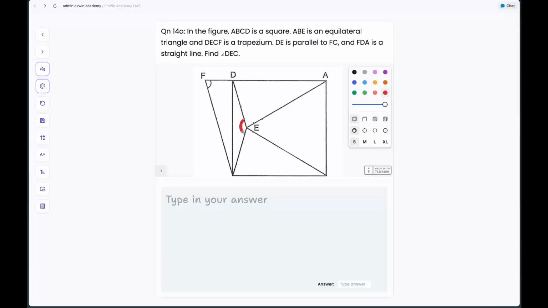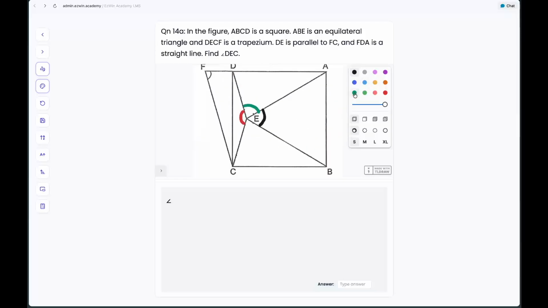So DEC over here is this red angle. So how do we find angle DEC? To find angle DEC, we need to first find this other angle, DEA, which is in green, minus this angle AEB. Then the last angle, which is in purple, CEB, or BEC. So angle DEC is basically 360 minus all the angles that we see over here.